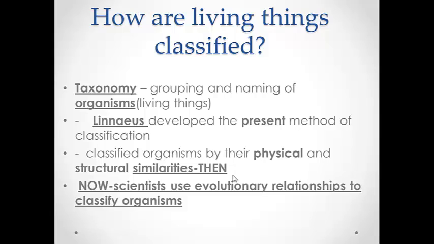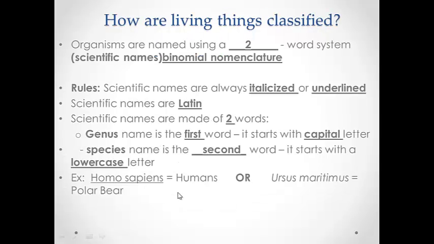How are living things classified? Taxonomy, that's the grouping and naming of organisms. Organisms are living things, as we should know. Taxonomy, again, is the grouping and naming of organisms. Carolus Linnaeus was the scientist who developed the present method of classification. He classified organisms by their physical and structural similarities. Now scientists use evolutionary relationships to classify organisms.